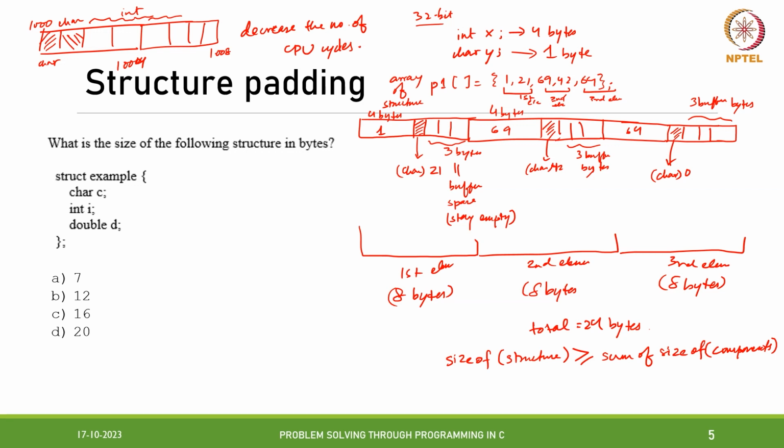Now in which case will it be equal? It will be equal when there are similar data types, like you have int x and int y. Both of them are 4 bytes, so you don't need structure padding. There it will be a total of 8 bytes, and the size of the structure will be 8 bytes. The sum of the component sizes will also be 8 bytes, so in that case it will be equal. But if you have dissimilar data types like this, structure padding will happen internally, and the size of the structure will be higher than the sum of the size of the components. Is that a bit clear now?